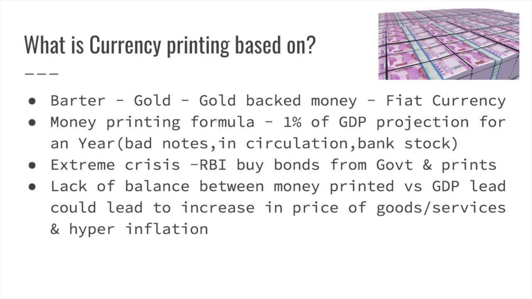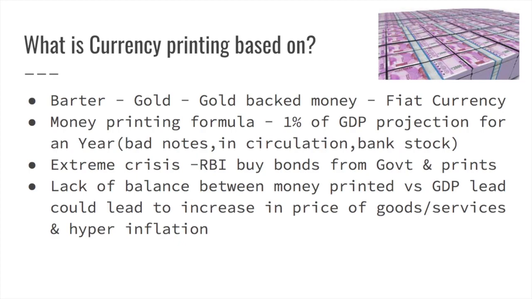So initially the currency that is printed on paper, or whatever is punched in as coins, that currency was actually backed by gold. So that much money was printed for that much gold. But that did not sustain, and we moved on to what we call fiat currency. Fiat currencies are not backed by gold nowadays. Instead, there is a formula for printing it. So if the government of India is printing money, that is based on the projection of the GDP of the country for that particular year, minus whatever money is there in circulation, and the bad notes and all that are reduced from that.